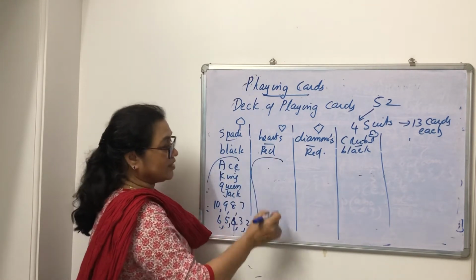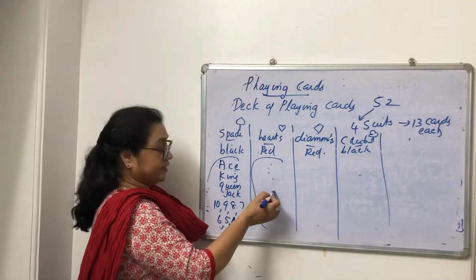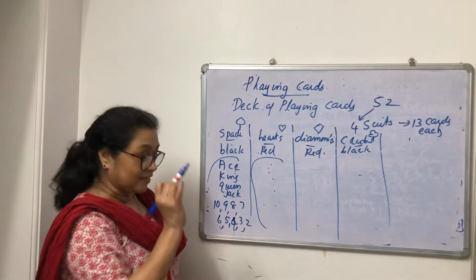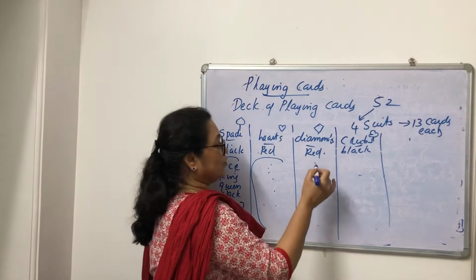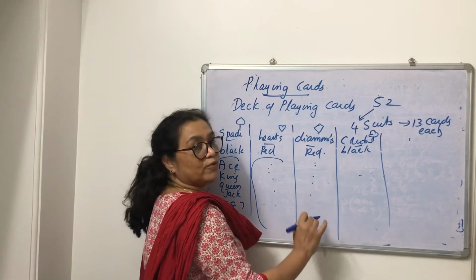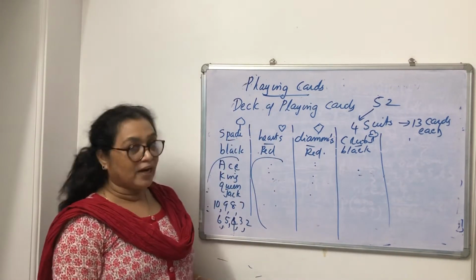Here also, what is that? Ace, king, queen, jack, 10, 9, 8, 7, 6, 5, 4, 3, 2. Same way here also. Ace, king, queen, jack, 10, 9, 8, 7, 6, 5, 4, 3, 2. So here also. These are about the cards.